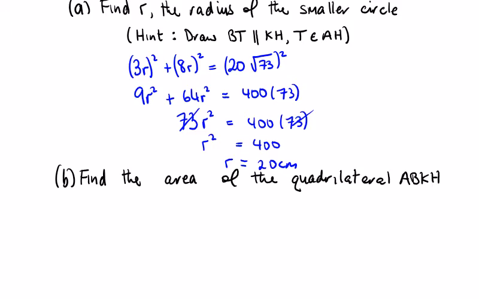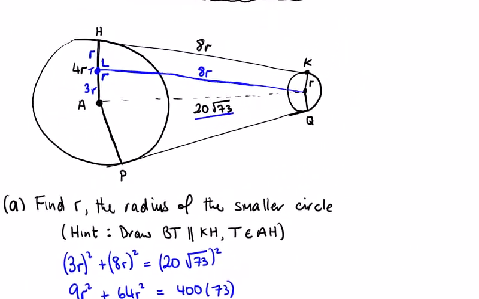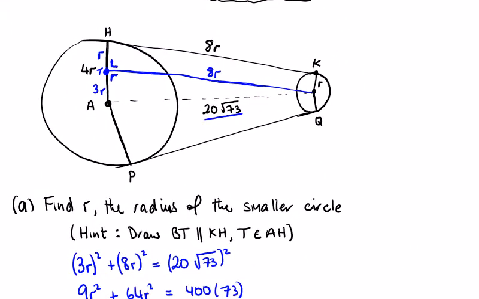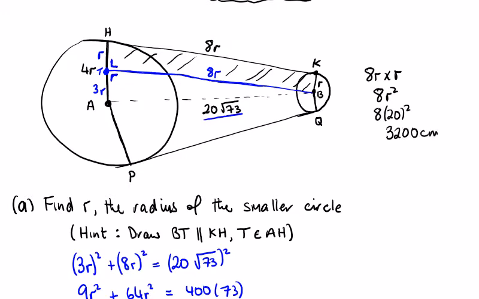Now, part B, find the area of the quadrilateral ABKH. What are we dealing with here? ABKH. I left my B out to the center of the circle. So ABKH. Okay, so we've got this rectangle up here, which is 8r times r, which is 8r squared, and r is 20, so that's 8 by 20 squared. 8 by 400 is 3200 cm squared.